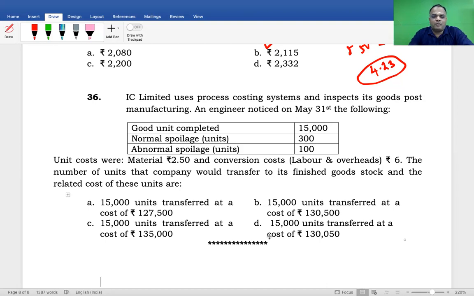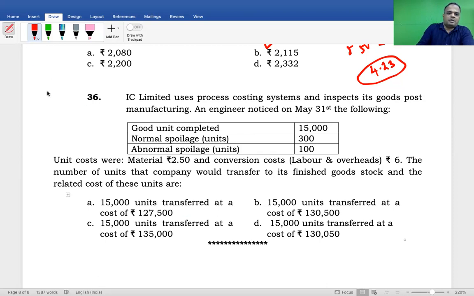So how much is the value? 6 rupees plus 2.5 is equal to 8.5. 8.5 into 15,000 is equal to 1,27,500. So 1,27,500 is the correct answer, Option A.